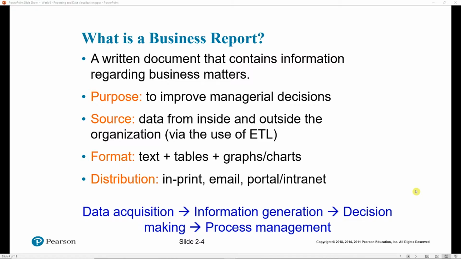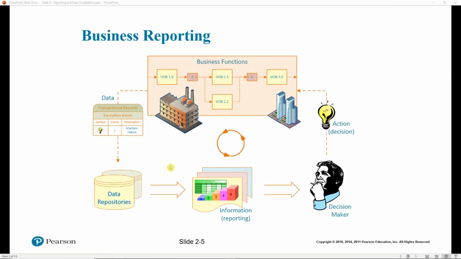The general process proceeds in the following way. So data is acquired related to the organization or data that's related to the outside of the organization. Information is generated from that data that leads to decision making and then the management of processes within the organization. Business reporting provides a cyclical decision-making process based on business functions taking place, which leads to the collection of transactional data. For example, we can find out in a manufacturing organization how many times and when different machine failures took place. That data is then stored.